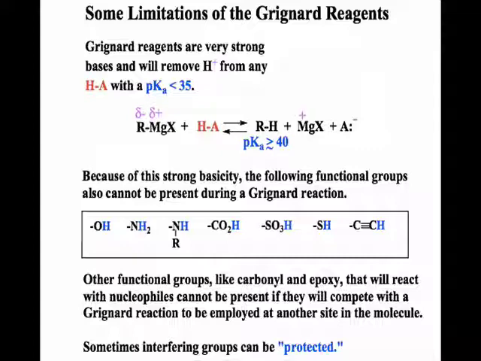And so if your molecule contains things like alcohols, amines, either primary or secondary, carboxylic acids, sulfonic acids, thiols, or alkynes that are terminal with a hydrogen, you're going to run into problems with using Grignards. What you're going to have to do is find ways in which you can protect these functional groups so that you can do the chemistry that you want to do.